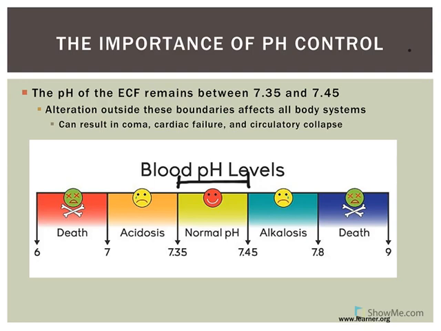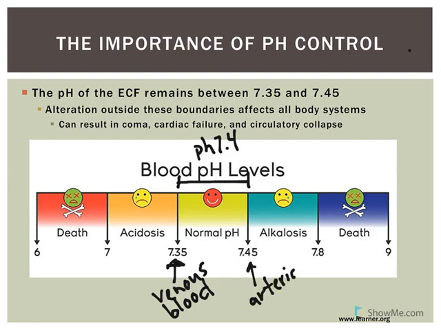Now what I want to bring your attention to though is we do have this pH between 7.35 and 7.45. You'll see a lot of times they say the average is pH 7.4. Now the difference that you see is this here, the 7.35 is what we find in venous blood, and that has to do with the transport of carbon dioxide. Here is what we would see in arterial blood.